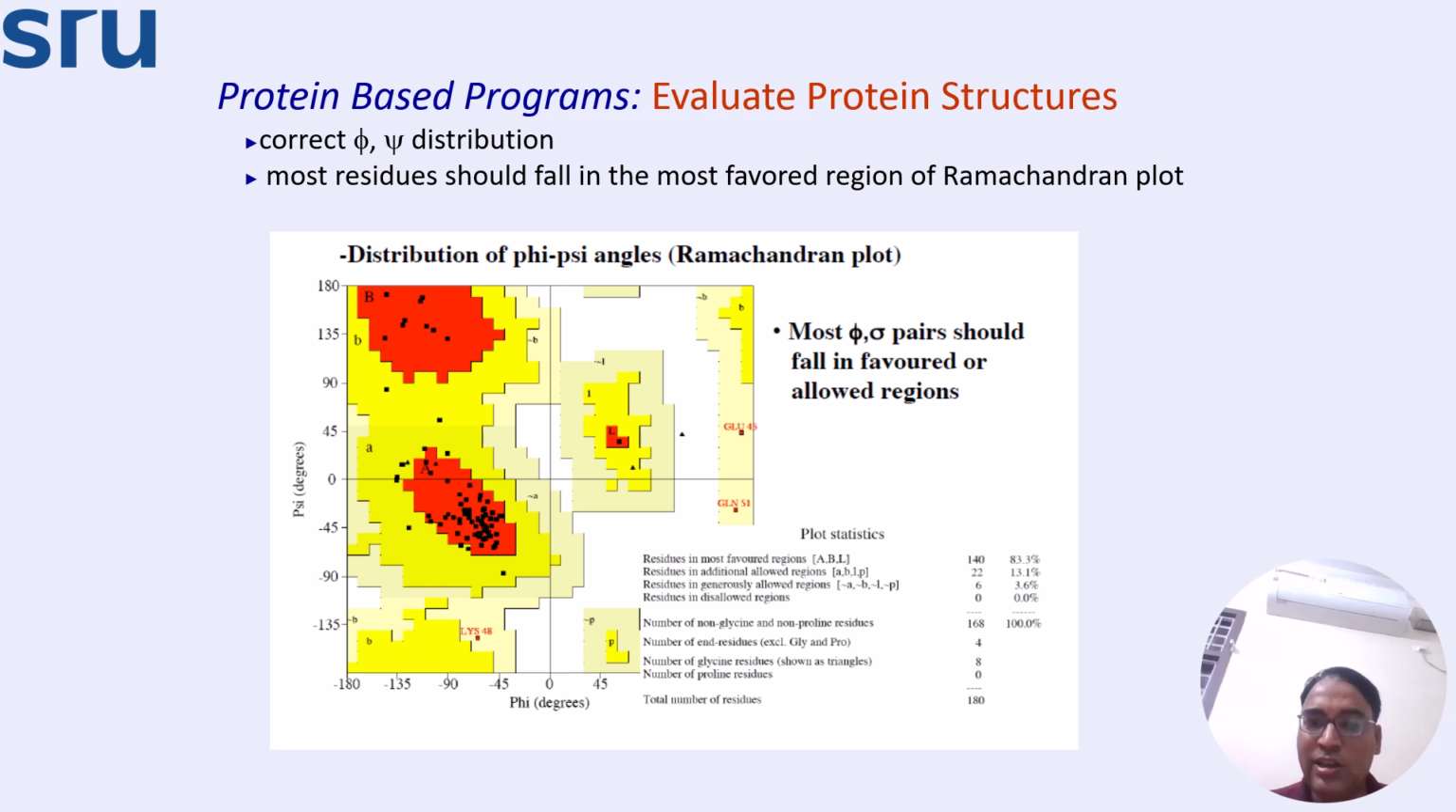Like here, it shows generously allowed. See, residues in most favorable regions: 83.3%. Residues in additionally allowed regions: 13.1. Residues in generously allowed regions: 3.6. Residues in disallowed regions: 0. Giving rise to 100%. So I can say most of the residues should be in favored or allowed regions. If the Ramachandran score goes high, the model is proper, but it is not the only sole criterion. Understand that.